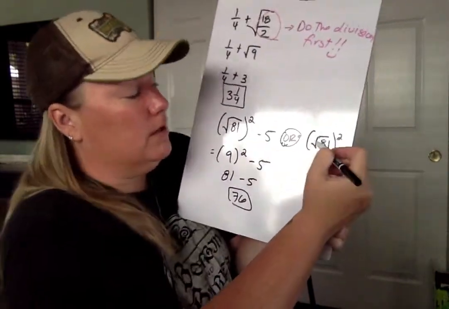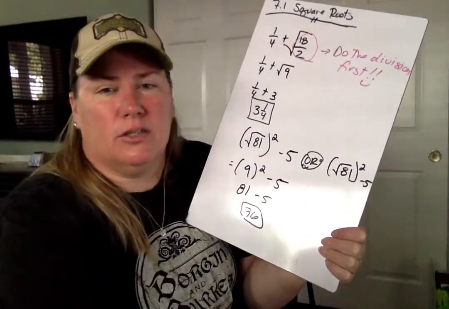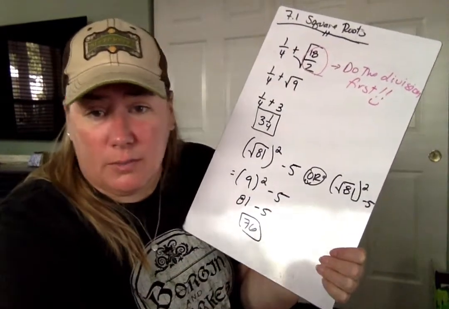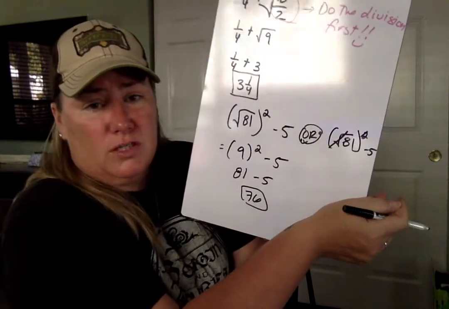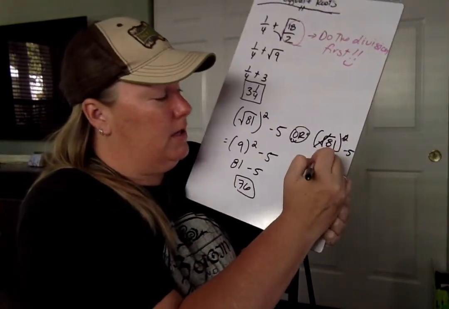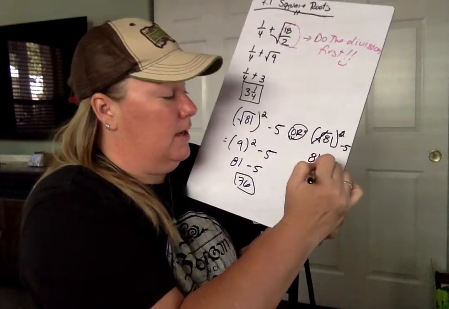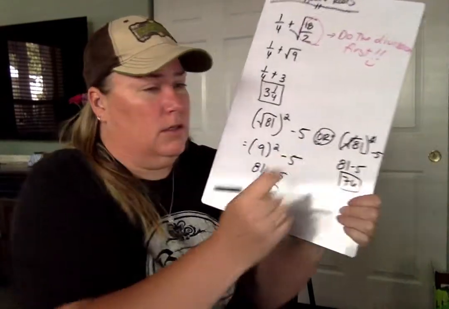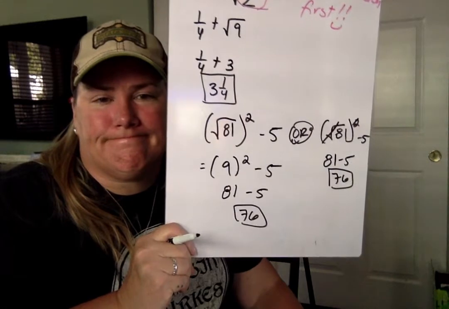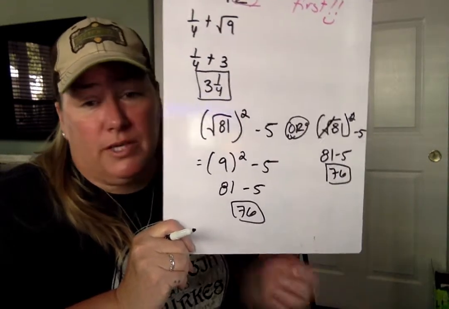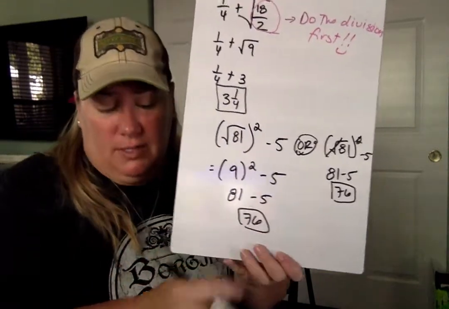Since a square undoes a square root, which we kind of already did a little bit earlier in the year, I don't even recall, I'm not even going to try. These cancel each other out. So I'm just going to cross those out. And I have 81 minus 5. And oh, look. Same answer. I don't care which way you do it, but you get the same answer.